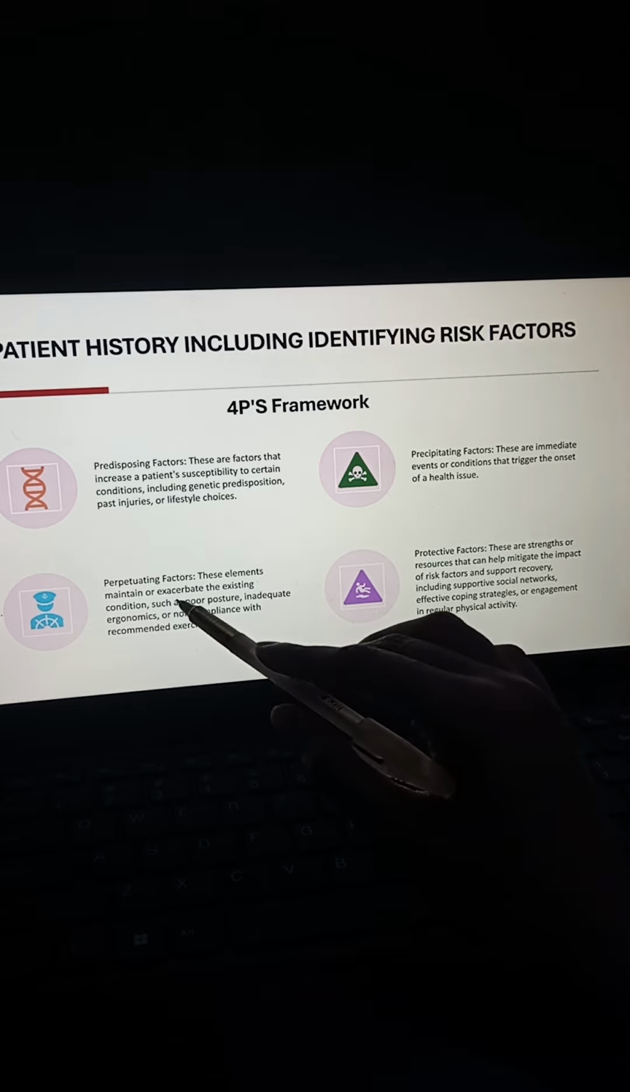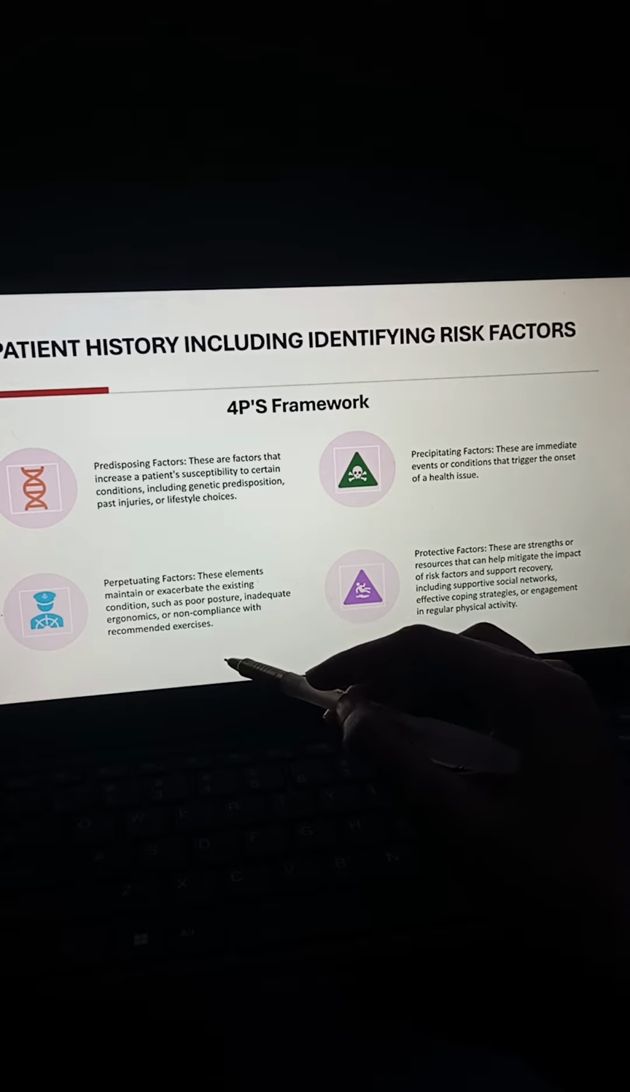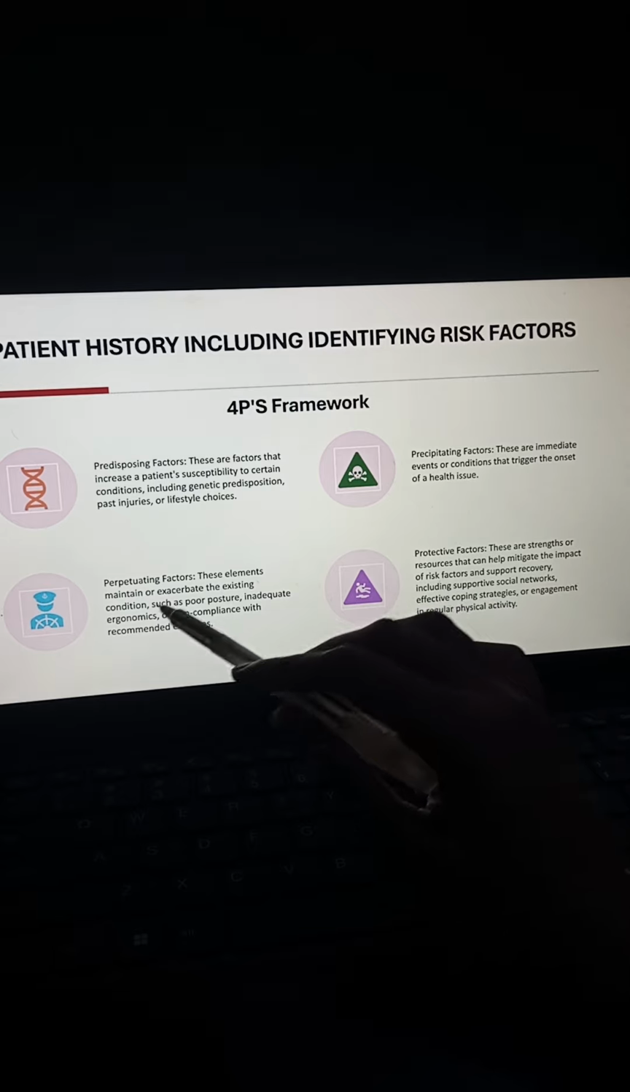Then there are what are called perpetuating factors. These are the factors that exacerbate the existing condition. For example, if the patient has any sort of condition that is causing pain in his neck, and we know that poor posture can result in increased pain, so that is called a perpetuating factor.